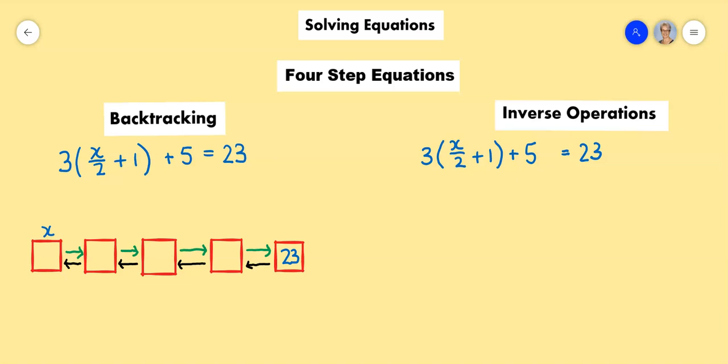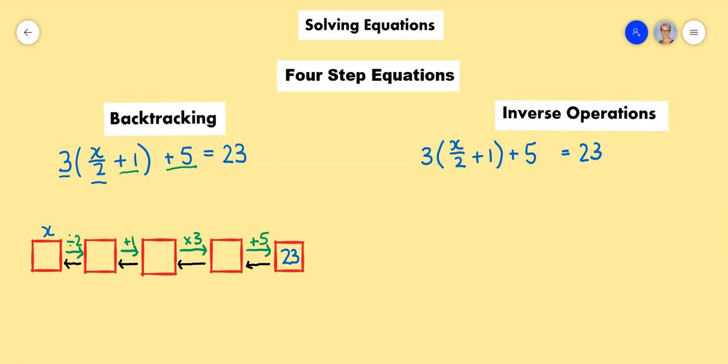Okay, this is our final equation. We can see in our equation that the first thing that we do to our unknown number is divide by 2. So on my flow chart, I've got divided by 2. The next thing that we do is we add 1, so plus 1 goes onto our flow chart. The next thing that we do is we multiply by 3, so on our flow chart, we have times 3. And the last thing that we do is we add 5, so plus 5 goes onto our flow chart.